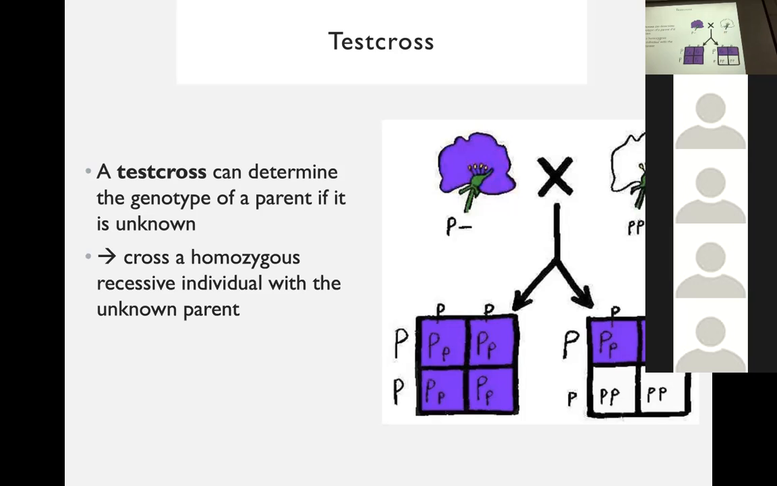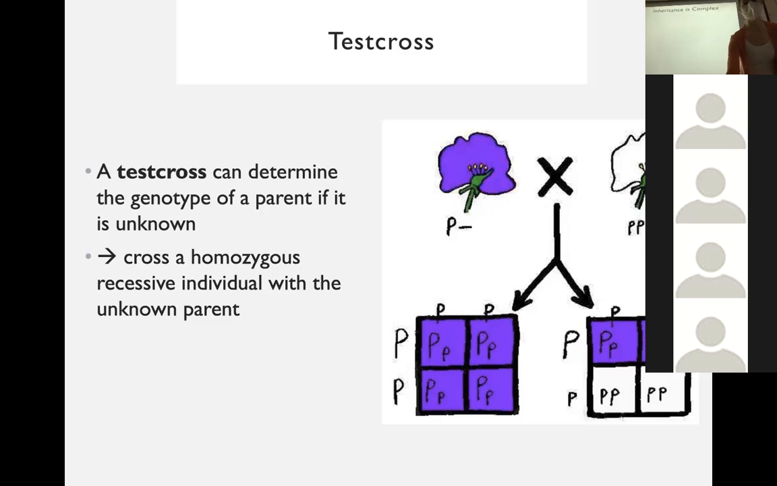So the way to do this, you need a homozygous recessive individual. You have to have an individual that can only donate the recessive allele, which would be a homozygous recessive individual. Cross them with the unknown parent, and then you look at the offspring ratios. And that's all there is about a test cross, really. It's an easy way to work backwards.